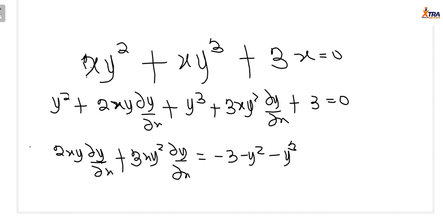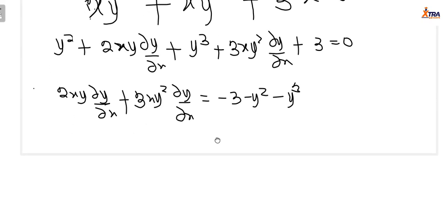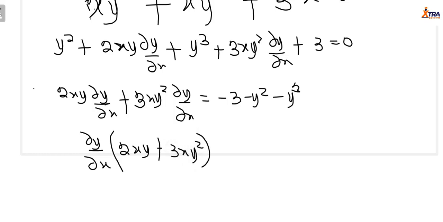So the next thing is for us to factorize. We factorize the dy over dx. So we have dy over dx into brackets 2xy plus 3xy raised to power 2, which is equals to minus 3 minus y squared minus y raised to power 3.